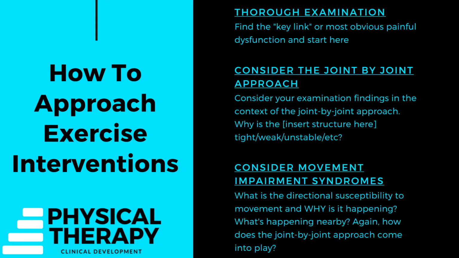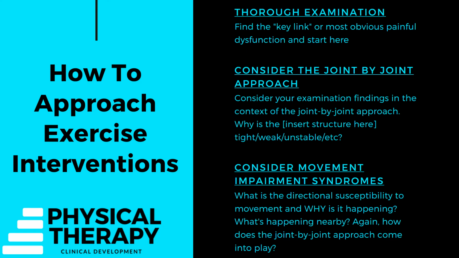Okay. We also have to consider the joint-by-joint approach. So we need to consider our examination findings in the context of the joint-by-joint approach, which forces us to ask why. So why is the scapula unstable when it should be? Is it because the thoracic spine is stiff and it shouldn't be? Is it because the glenohumeral joint is stiff and it shouldn't be, and now we're compensating? So consider your exam in the context of the joint-by-joint approach to help you answer the question of why.